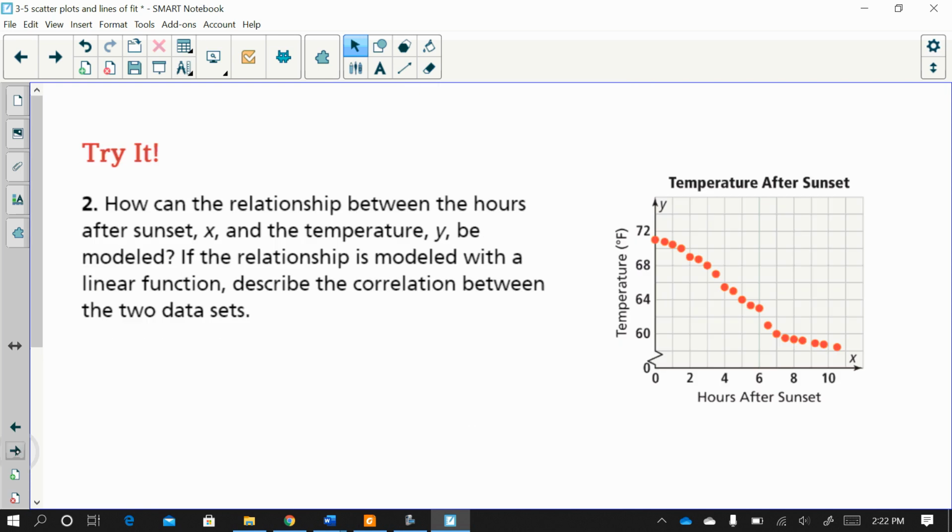Try it, number 2. How can the relationship between the hours after sunset x and the temperature y be modeled? If the relationship is modeled with a linear function, describe the correlation between the two data sets. Please pause the video and try this. When we are trying to figure out if this can be modeled by anything, we want to see if we can get a line that looks like a straight line. If I draw a line through here, I'm pretty close to most of those points. So this can be modeled with a linear relationship.